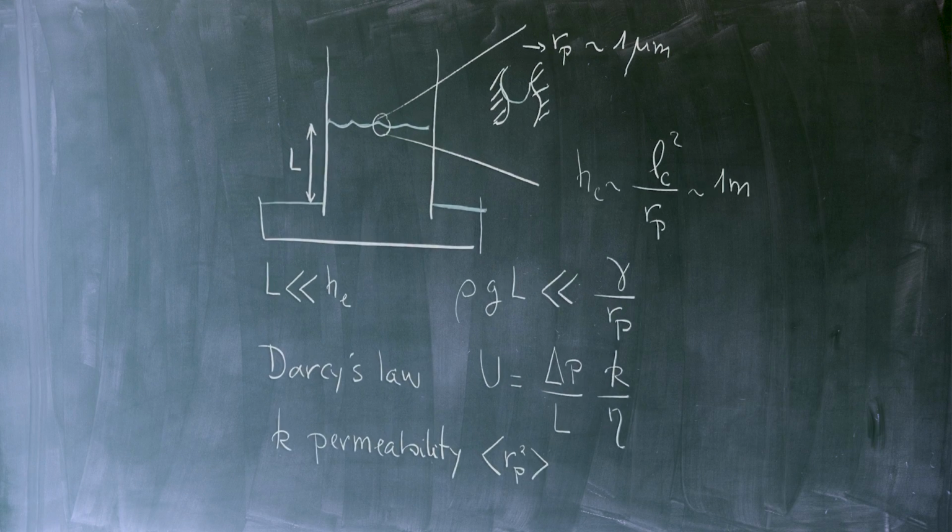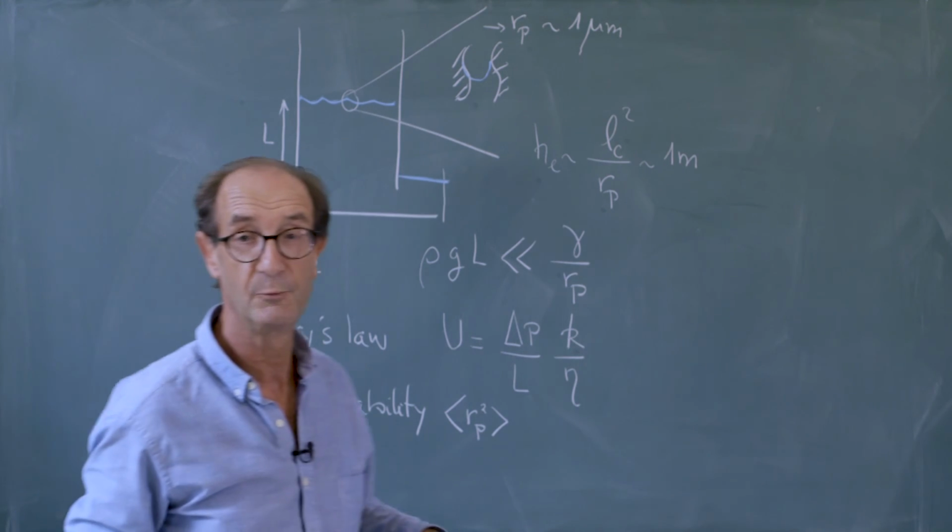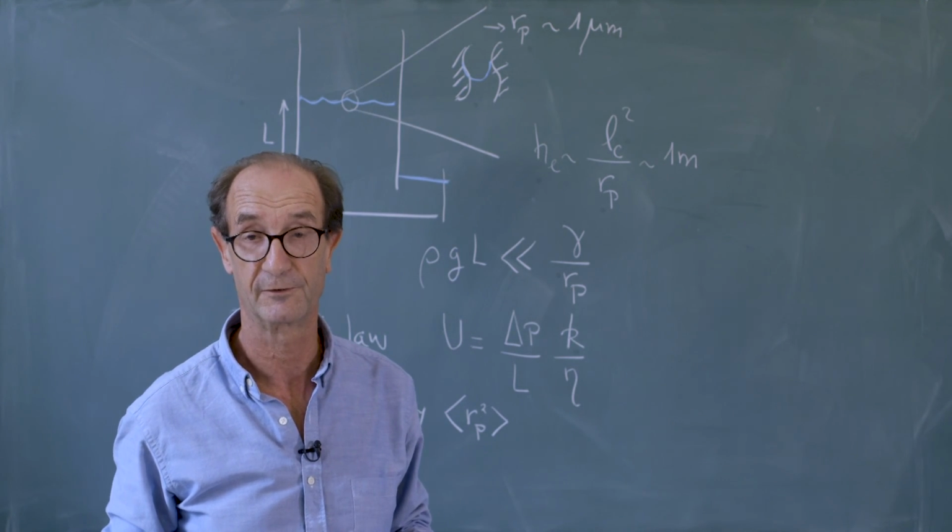So using these ingredients, we can derive the law of rise for the liquid, and we get exactly the same result as for the imbibition of the tube. The only difference is that instead of having the radius of the tube, we have a geometrical factor, which is the square root of the permeability. But otherwise, we get exactly the same physics.